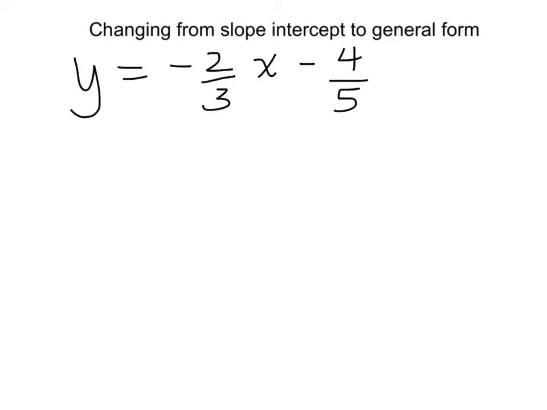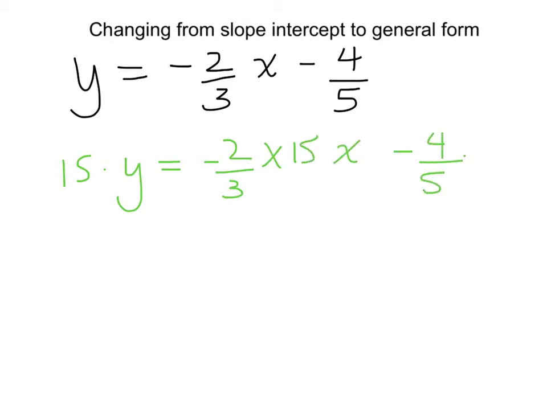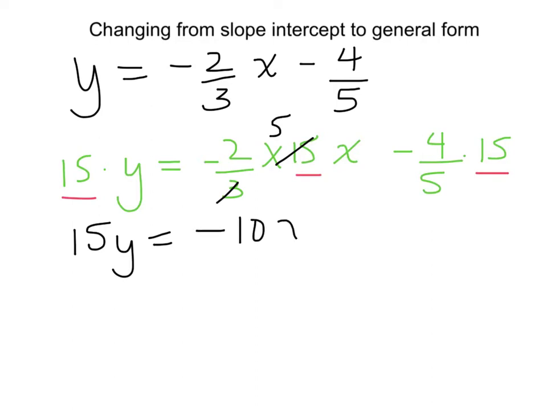So let's try it. So let's do 15 times y equals minus 2/3 times 15, keep your x, minus 4/5 times 15. So everything gets multiplied by 15. All right, let's simplify. This stays at 15y. 15 divided by 3 is 5. 5 times minus 2 is minus 10x. And 15 divided by 5 is 3, which is minus 12.